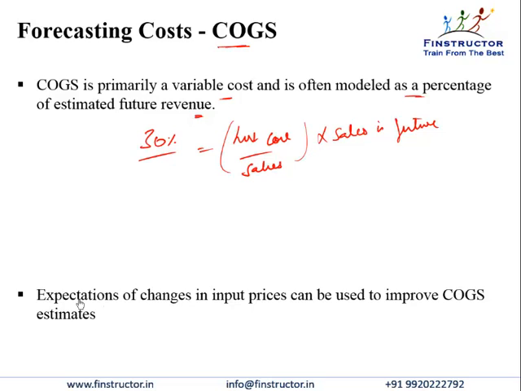So expectations of changes in input prices can further be incorporated in this analysis to improve the projection of the cost of goods sold. Cost of goods sold, remember, are the raw material expenses. It will depend on sales, no doubt. As sales increase, more cost of materials, but it will also depend on the prices of the raw materials. And if there is decisive inflation or deflation, then we may want to include that in our projection.